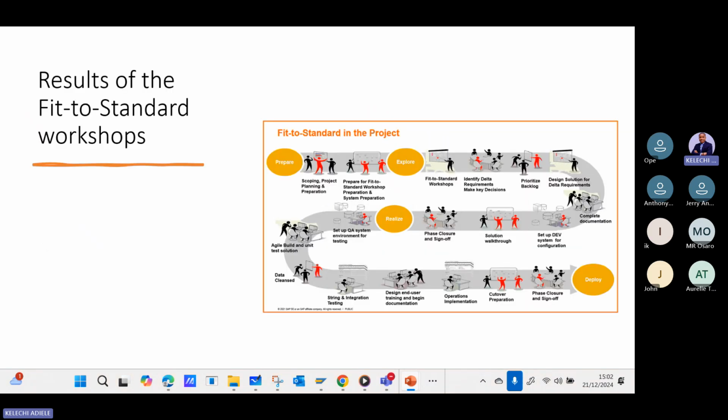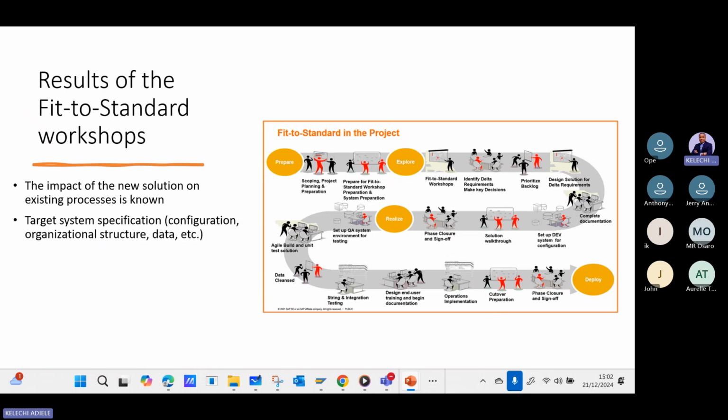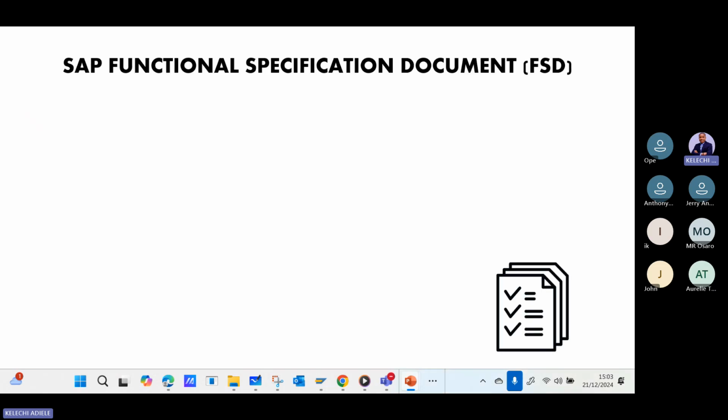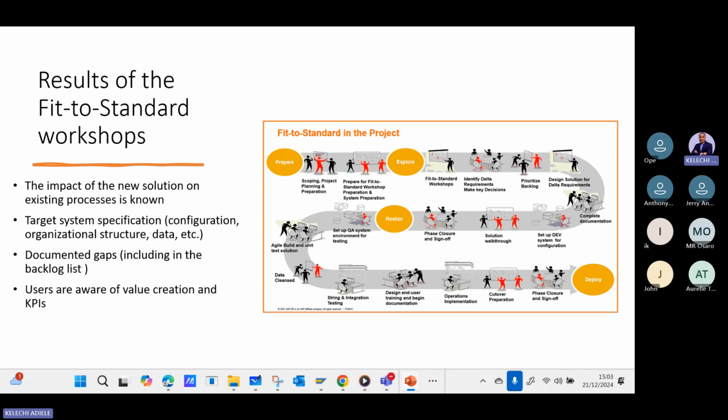So of course, this is just looking at the results of the fit to standard workshop. One, the impact of the new solution on existing process is known. So of course, the users and the business know exactly what to expect when the process ends. Target system specification configurations are done. So that's one of the results of the fit to standard workshop. Process is known. Configurations are being made. Gaps are documented and backlogged. Users are aware of value creation and KPIs. These are some of the very important reasons why we need the output of the fit to standard workshop.